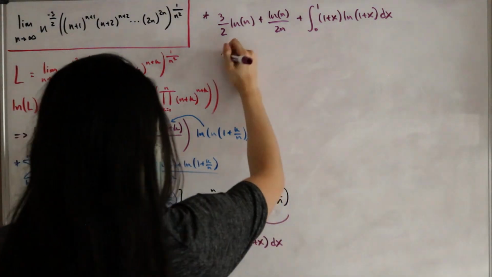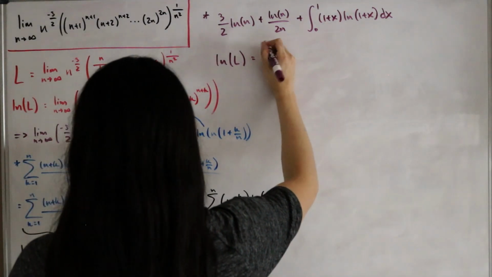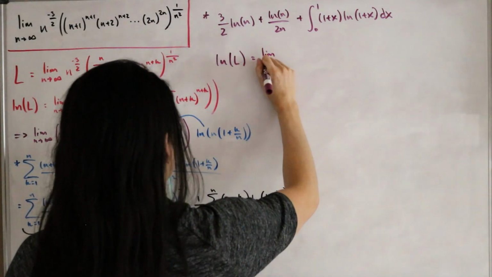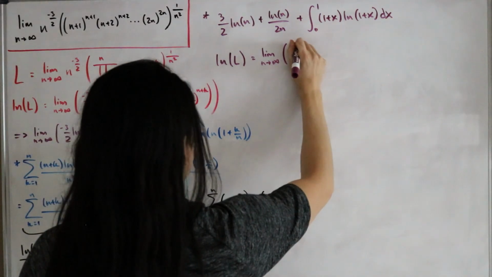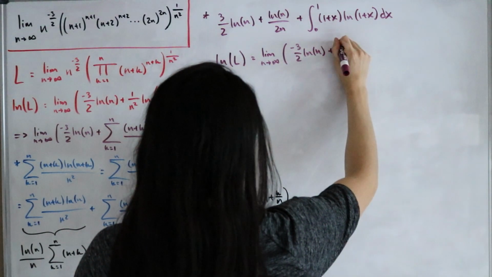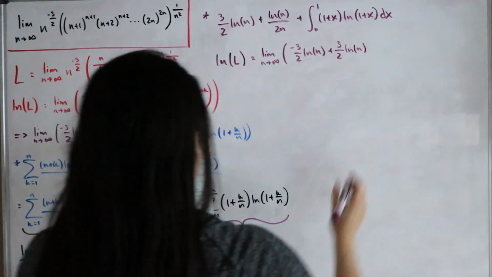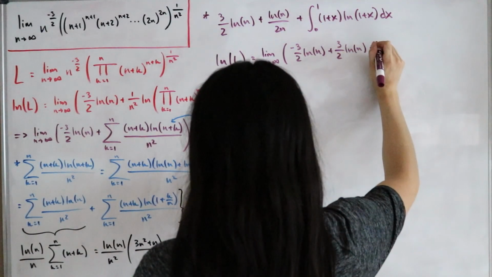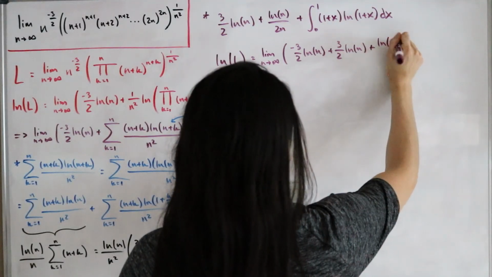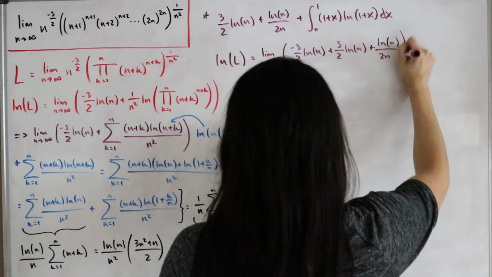So now I have that, so far we have that the natural log of L is going to equal, so let's see, still the limit as n approaches infinity of -3 divided by 2 natural log of n, add this with 3 divided by 2 times the natural log of n, and of course, add this with the natural log of n divided by 2n. So I'll close that off.